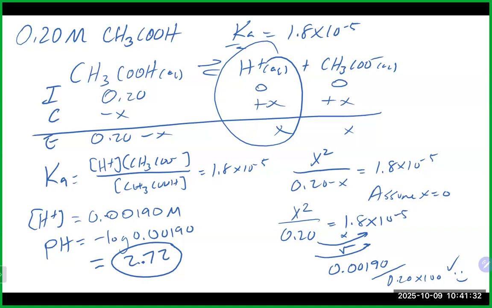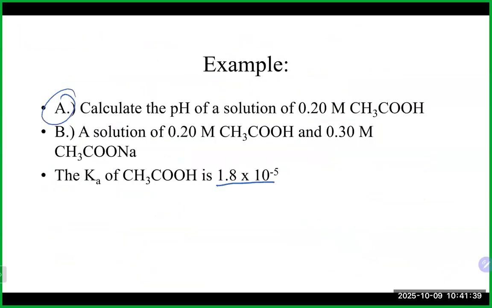So now let's take a look at what is happening in part B and how it's different. In part B, we're still using the 0.2 molar acetic acid, but we're going to add 0.3 molar sodium acetate to it. Let's take a look at that together and see what maybe changes. So we've got 0.2 molar acetic acid in part B.